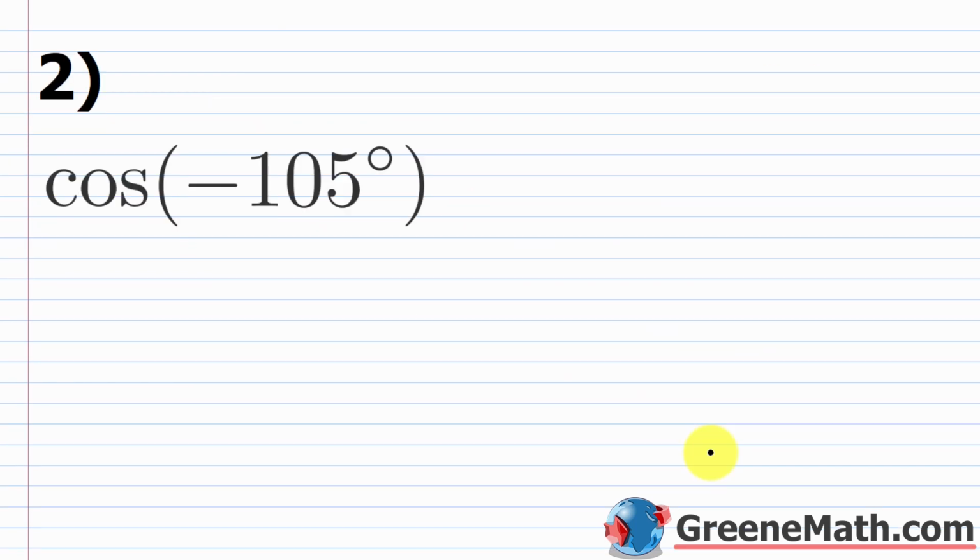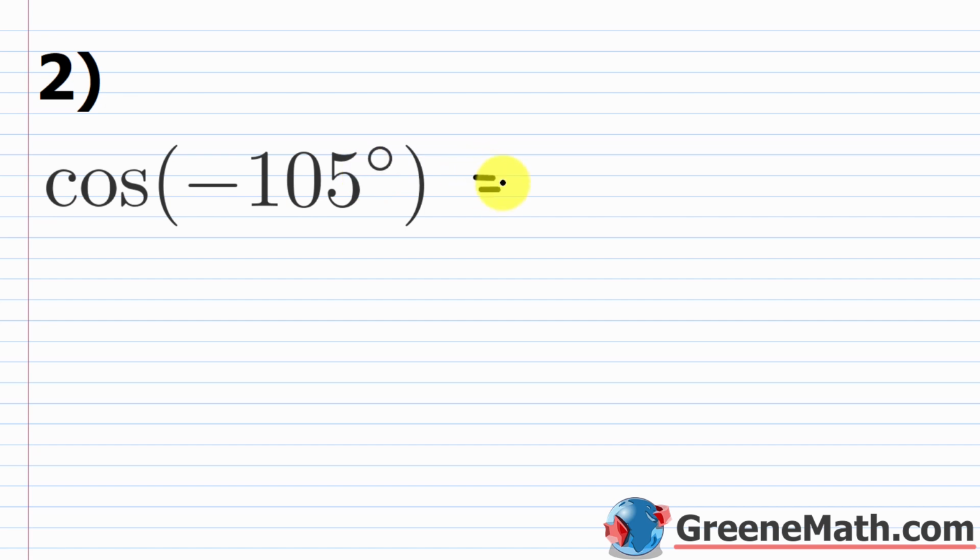Okay, let's take a look at problem 2. So now we have the cosine of negative 105 degrees. Now you could work with the coterminal angle. If you took negative 105 degrees and you added 360 degrees, you would get 255 degrees. Now you might stop and say, didn't we just do that? The answer is yes. We just found that answer. But we're going to do this in a different way.